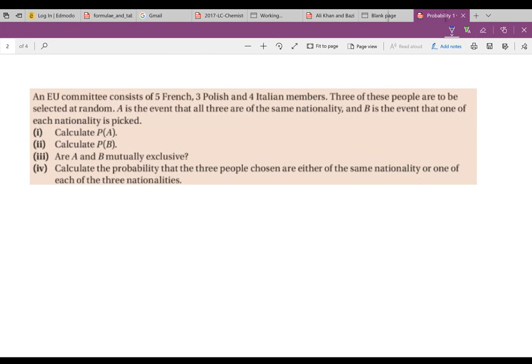So first of all, 3 people are chosen. Chosen or selected, again, is another word that means you'll have to use your combinations. So there are 5 and 3 is 8 and 4. There are 12 in total. I need to choose 3 out of that 12. So I go to my calculator, 12 choose 3. There are 220 possible selections.